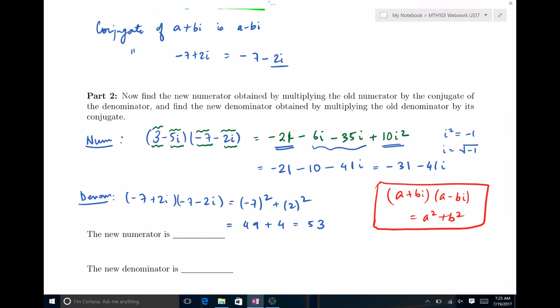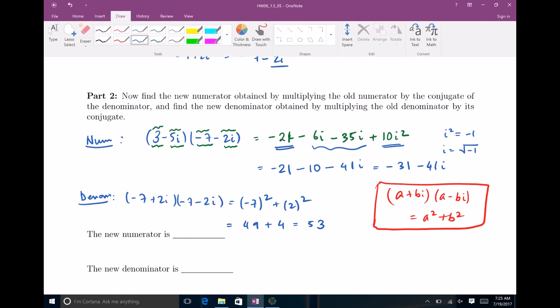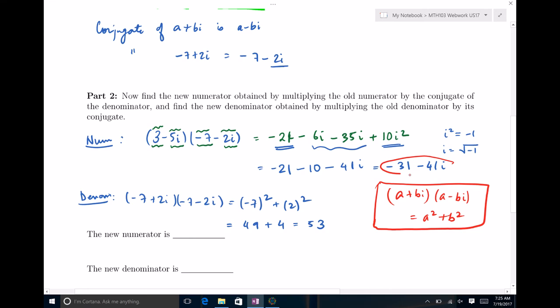Okay. So now we want to know what the new numerator is. The new numerator is whatever we found here. And this is the new denominator. So the new numerator is negative 31 minus 41i. And the new denominator is 53.